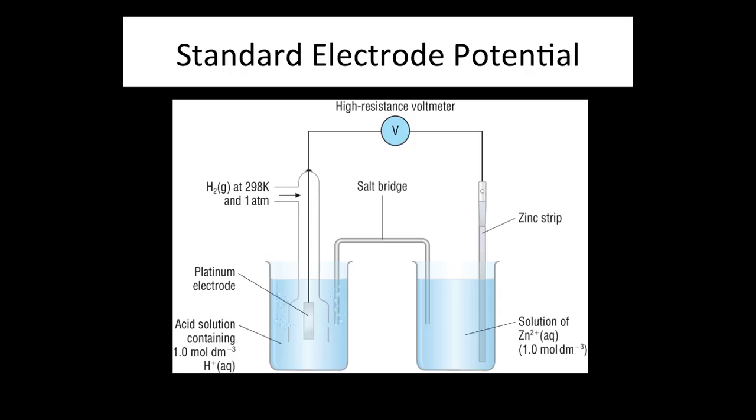The measured standard electrode potential of the Zn2+/Zn half cell is minus 0.76 volts. This is known as the electromotive force of the Zn2+/Zn half cell, the voltage produced when compared to the standard hydrogen half cell.